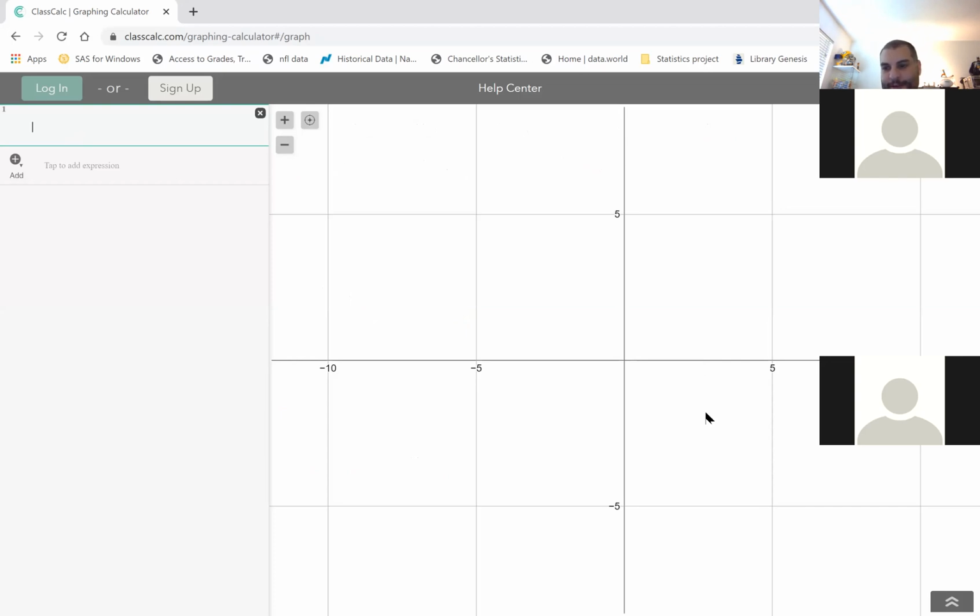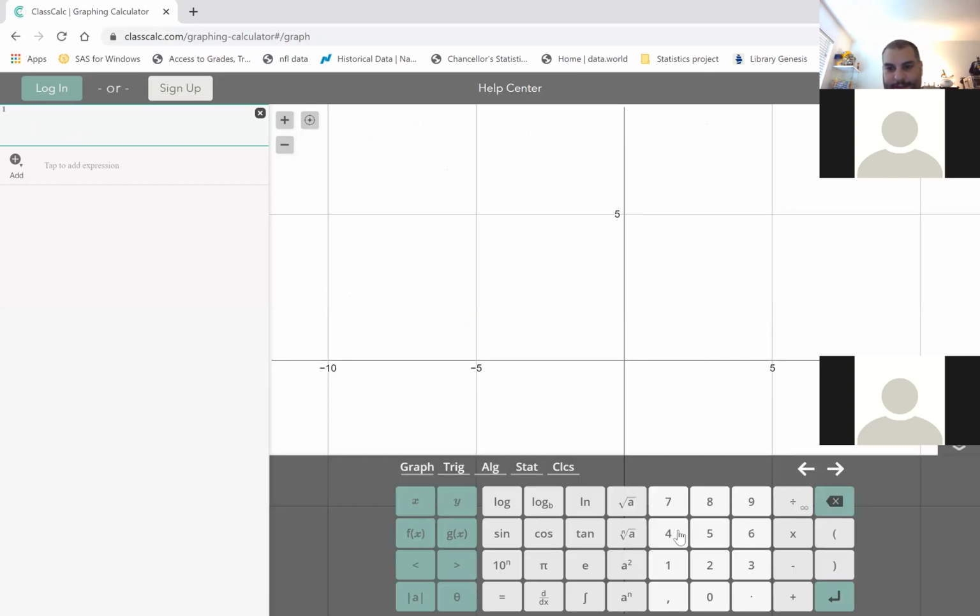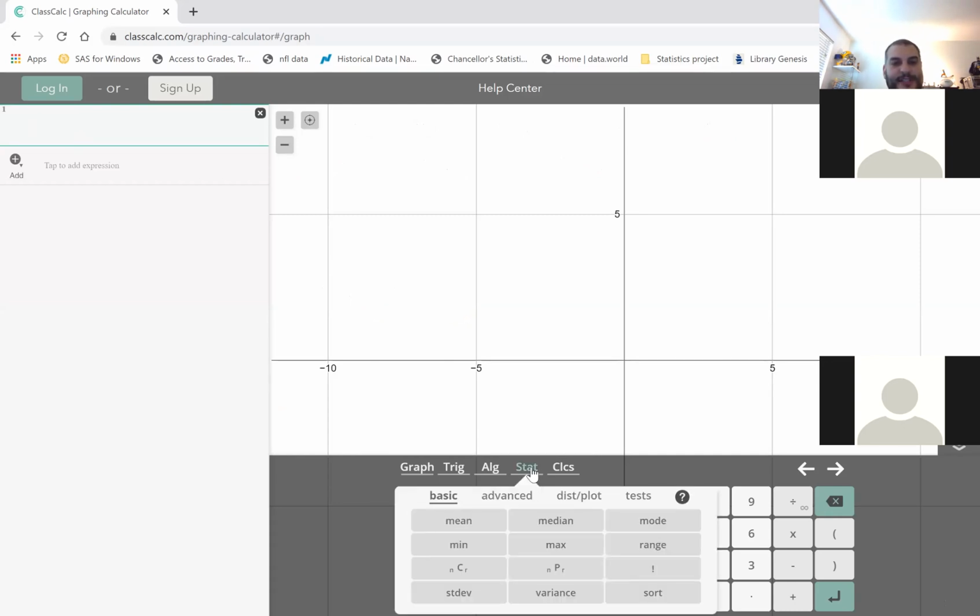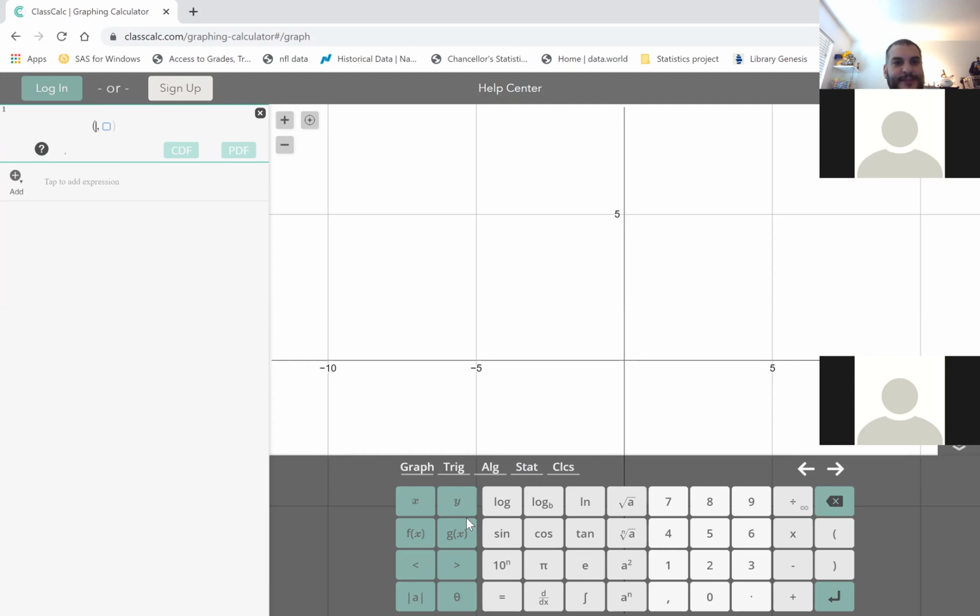The first thing we want to do is hit the stats button. Once you hit stats, you want to go where it says distribution/plot. And then you want to put normal distribution. Any question on how to get to normal distribution?